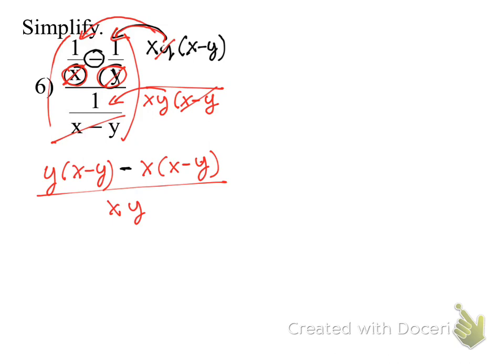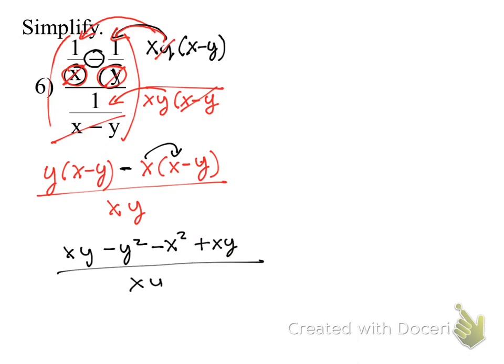Can we factor? No, because we've got to mix those numerators. So here I get xy minus y squared, and then I get minus x squared plus xy, all over xy. I don't understand. Wait, how'd you get x? Oh, because you multiplied by y. Right. Okay, so now what?